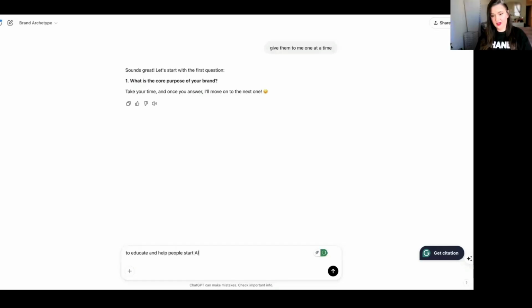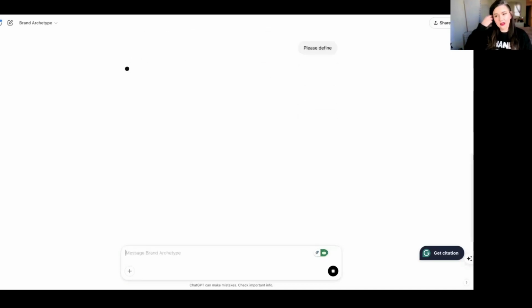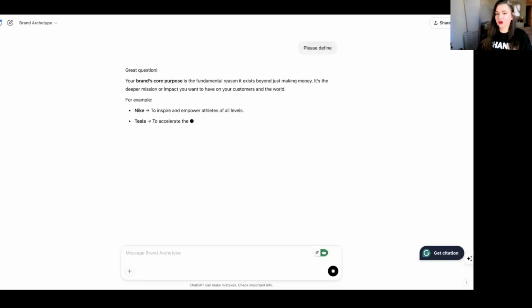What I have noticed that you can do with this, if you get to one of these questions, and by the way, AI doesn't judge you, so if you don't know the answer, you can ask the AI what this means. I'm going to do that really quick just to show you how fun this is. Please define. If you don't know what the core purpose of your brand is and you need a little more prompting, say please define, and it will explain it a little more and give you some examples.